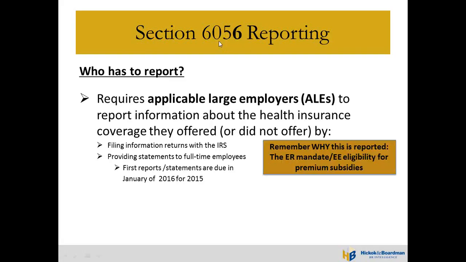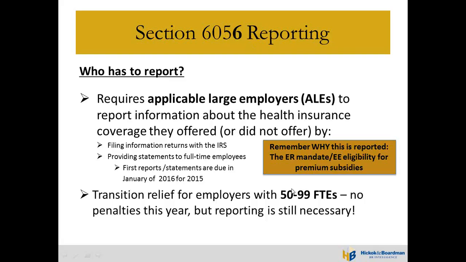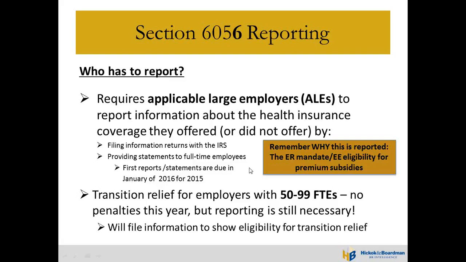And remember, again, why people are reporting under 6056 is for the employer mandate and the employee's eligibility for premium subsidies. Now, there is transition relief for employers that fall within that 50 to 99 full-time equivalents. There's not going to be any penalties this year if you didn't offer coverage to everybody, or if you did and it wasn't minimum value, or you didn't offer it to all the people that you should have, okay? But you still need to report. The reporting is still necessary. Even though you won't be penalized, you still need to file reports.